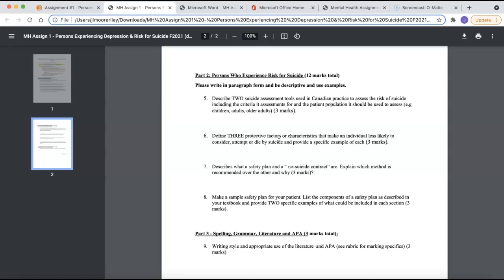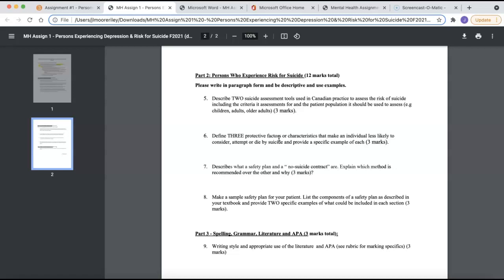Number 7 is describe a safety plan and a no suicide contract. So you'll explain what one is and what the other is, and then you're going to explain which method is recommended over the other and why. And to get the full marks, it's not just saying which one's recommended, but being able to have the correct answer of why it's considered better than the other.